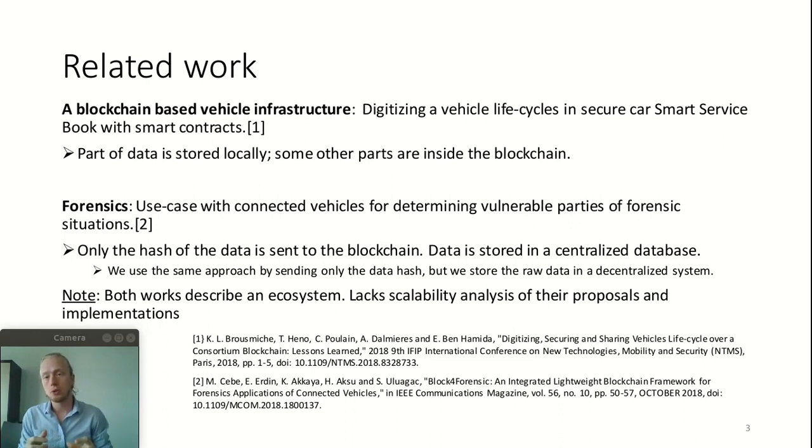So we are going to use the same approach as the forensic use case by using the data hash, but we are also going to store the raw data in a decentralized system. Both works describe an ecosystem, but they still lack a scalability analysis for their implementation and proposal.